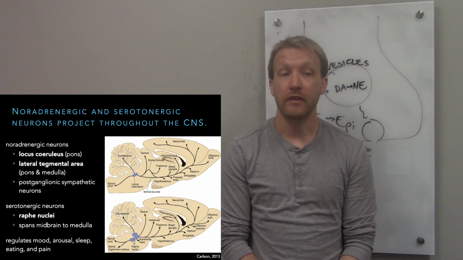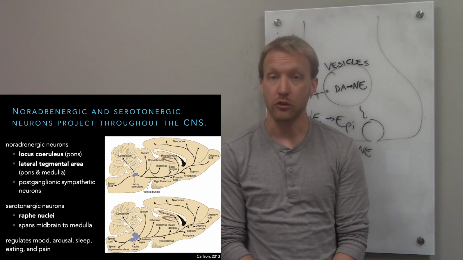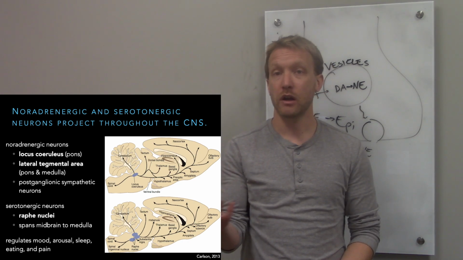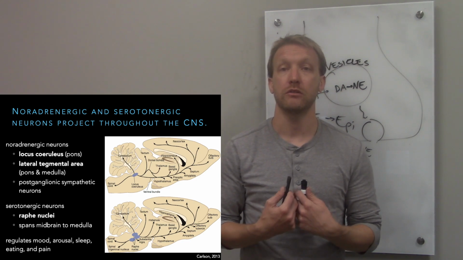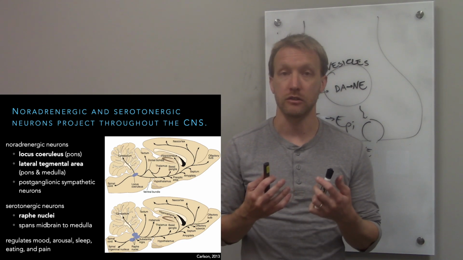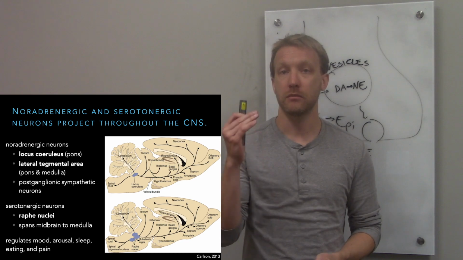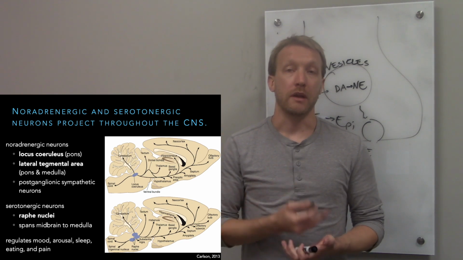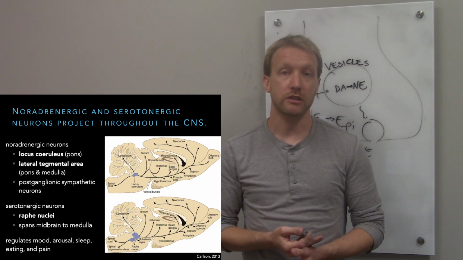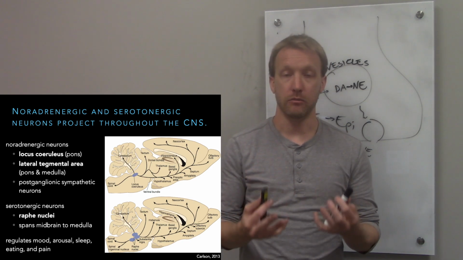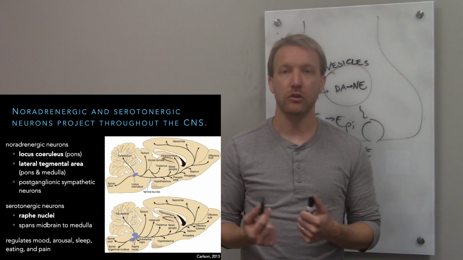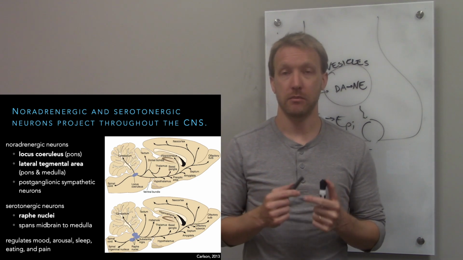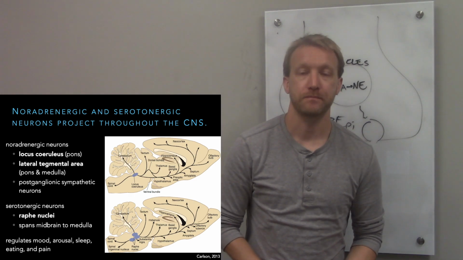Serotonin neurons are again found in the brainstem, so very much like noradrenergic neurons, in the pons, but also in the midbrain and medulla. They're in this nucleus called the raphe nucleus. And this is an enormous nucleus that extends from midbrain to pons to medulla. Norepinephrine and serotonin have similar functions in that they regulate our mood and whether we're awake or not. They also regulate pain. That's going to be a pain for you, but we will learn that.